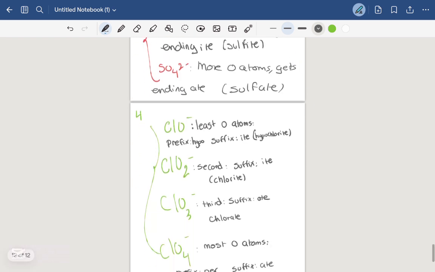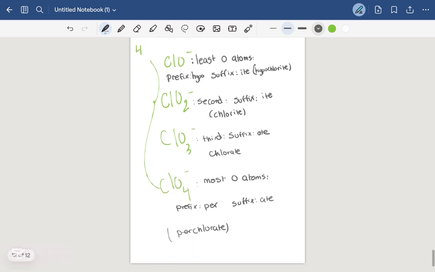For the very least, it will get a prefix of hypo and a suffix of ite. Then, moving on, the second one is going to have only a suffix of ite. Moving on, the third one's only going to have a suffix of ate. Moving on, the one that has the very most amount of oxygen atoms is going to have a prefix of per and a suffix of ate.